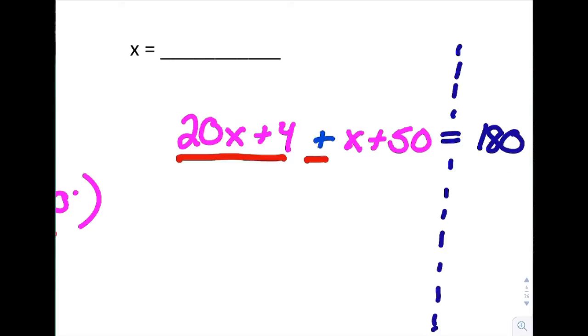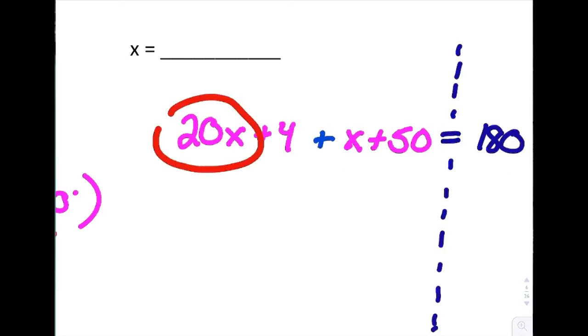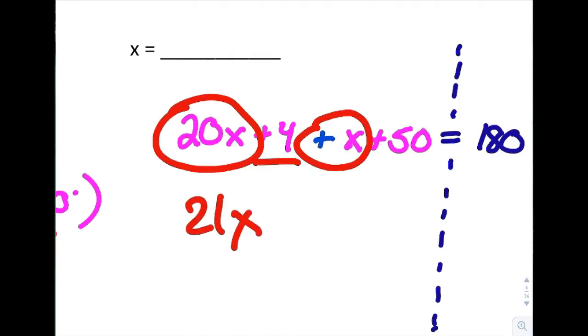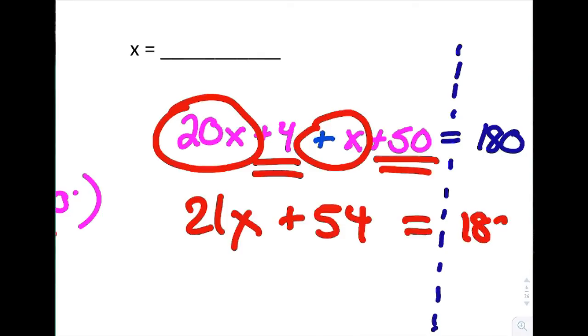So in this case, you'll have to combine like terms. 20x and x adds up to 21x. 4 and 50 add up to 54. And then you solve it from there.